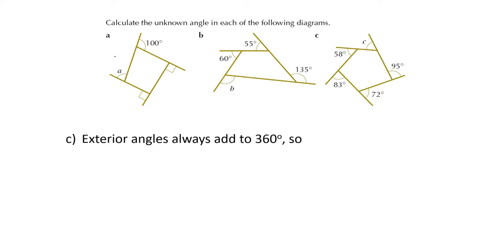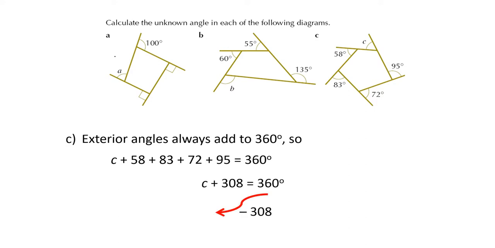And for C, again, all of our exterior angles add up to 360. We are given our 58, 83, 72 and 95 degree angles. Added together, we get 308. Then we subtract that from 360, which gives us a value of 52 degrees for C.